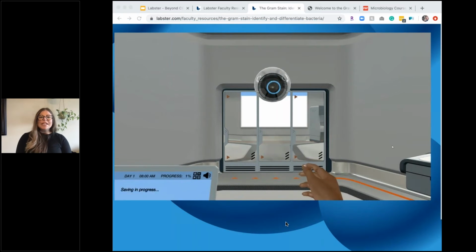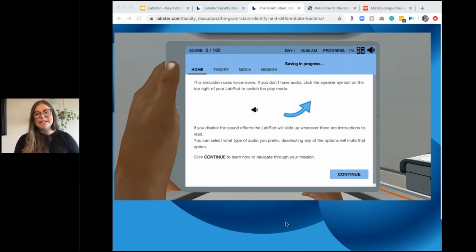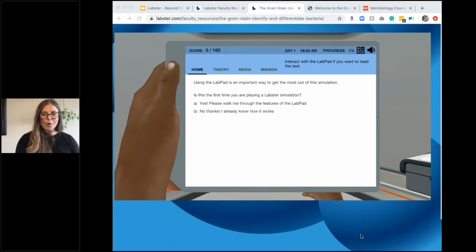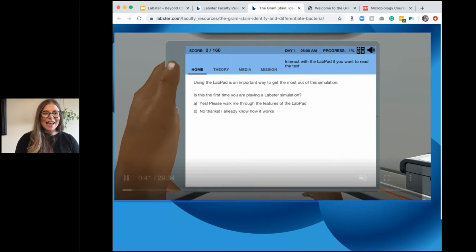So each simulation starts off with a bit of orientation to not only Labster as a resource, but also to what you're going to be doing in the lab. The lab pad, which is up on the screen now, it's kind of like home base. This is where you'll answer those multiple choice questions. It's where you will be able to toggle between the theory and the mission. So it's important you know what that looks like.